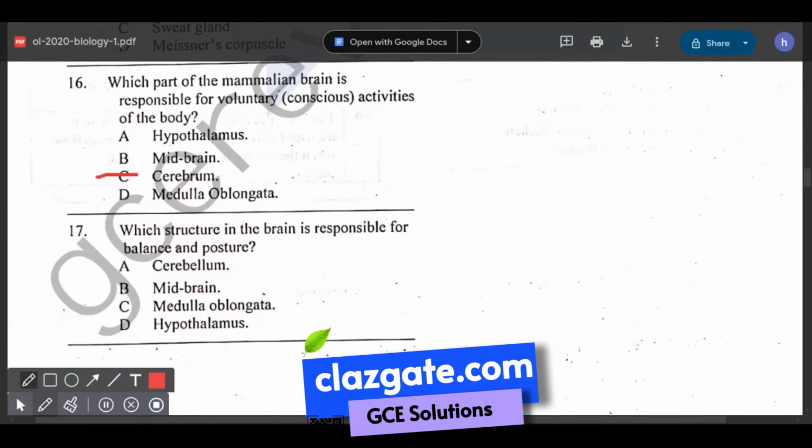Question number 17. Which structure in the brain is responsible for balance and posture? The structure in the brain that is responsible for balance and posture is the cerebellum. The cerebellum is located at the back of the brain and is involved in coordinating voluntary movements and maintaining posture and balance, as it receives signals from the inner ear, muscles and joints, and then sends signals to the muscles to help keep the body upright and balanced. So the answer is A, cerebellum.